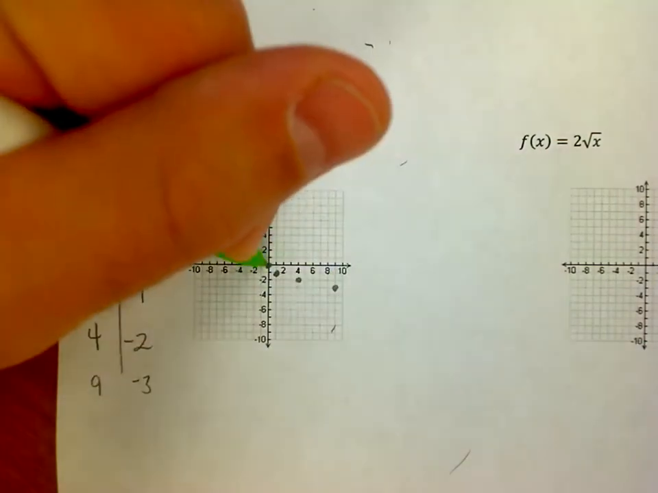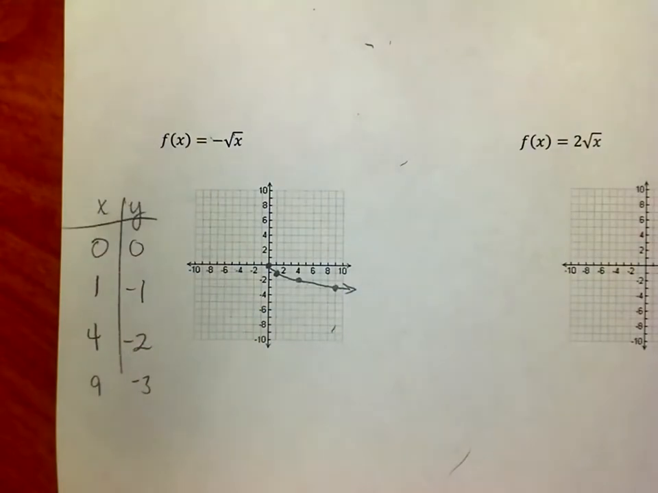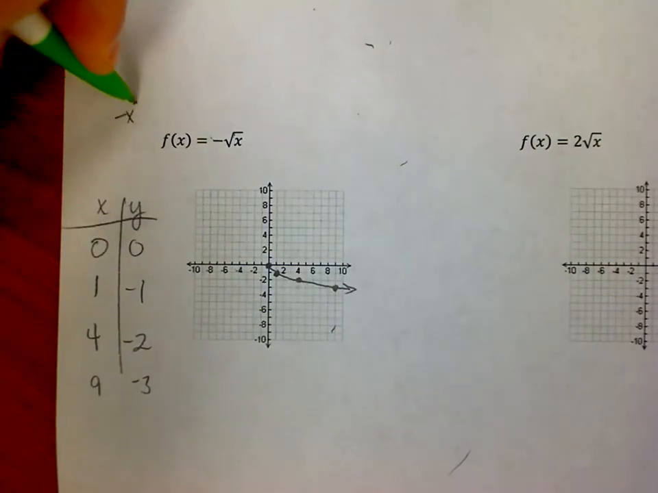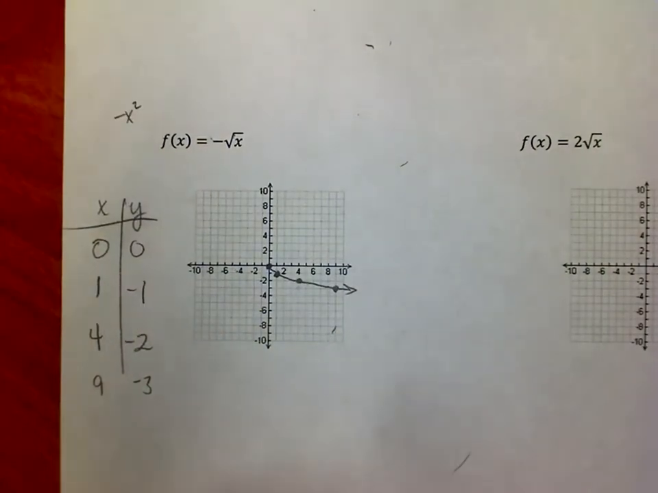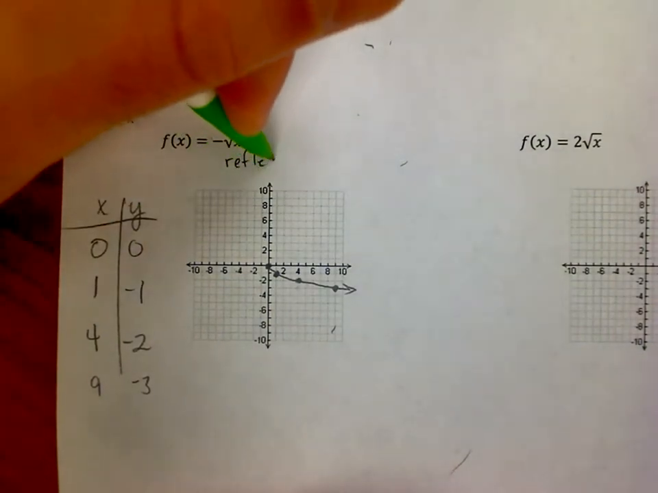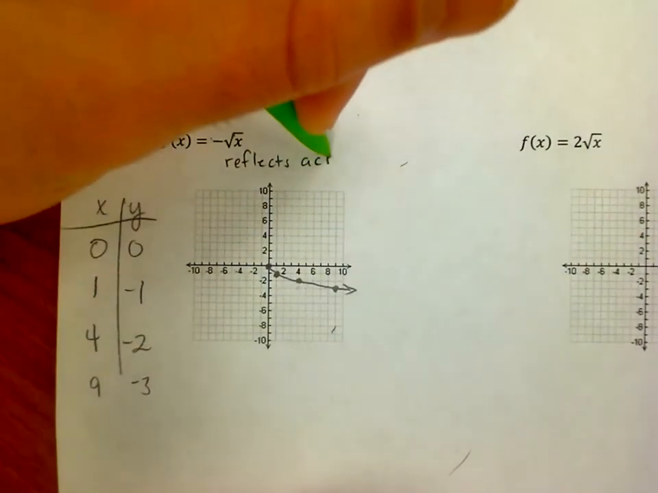Hopefully you're seeing this, and really all it did then, we can see that it flipped it upside down. Similar to how when we did negative x squared, we said it reflected across the x-axis. Same thing here, right? So this is a reflection across the x-axis.